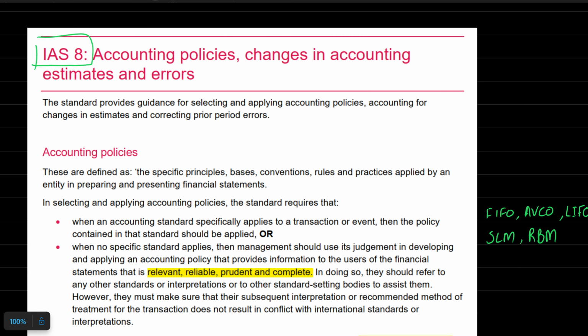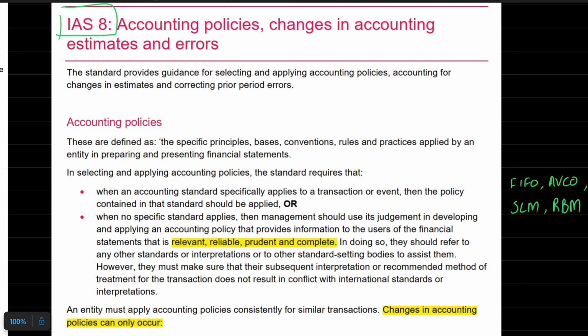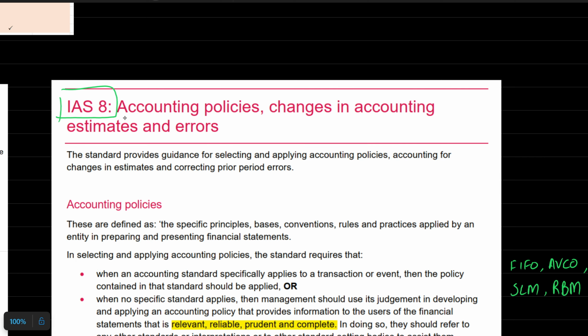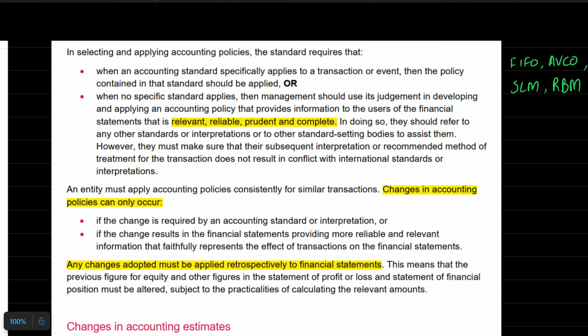First of all, let us discuss IAS 8. Students, three things we will discuss today: accounting policies, accounting estimates, and errors. First of all, we need to discuss what is accounting policy and what is the difference between accounting policies and accounting estimates.